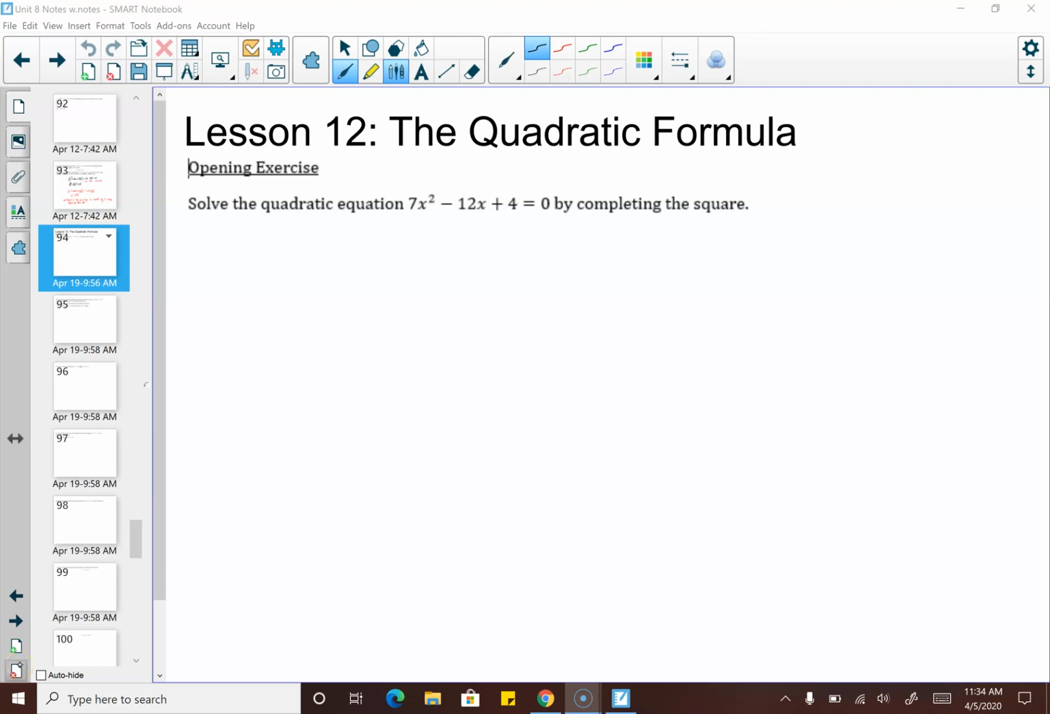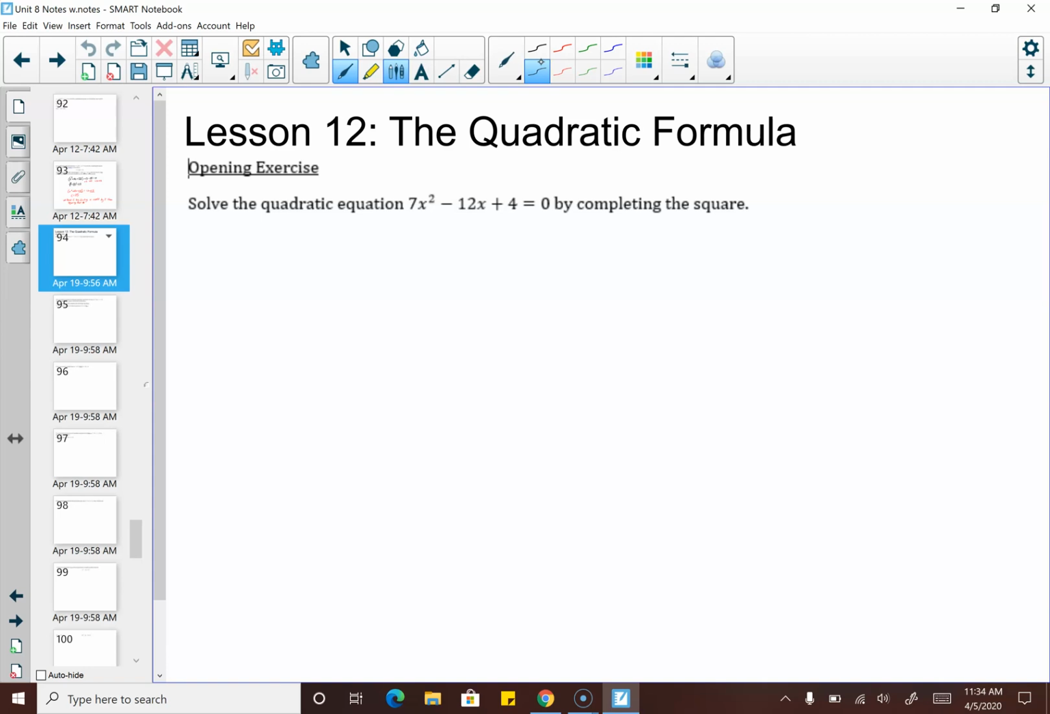For lesson 12, we're going to start with our next form of solving, which is called the quadratic formula. So far we have learned our inverse operations, factoring, completing the square, and our fourth algebraic one is going to be the quadratic formula. So if we look at the opening exercise, we're going to solve the quadratic equation 7x squared minus 12x plus 4 equals 0 by completing the square.